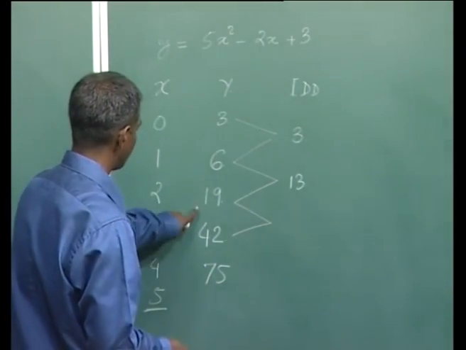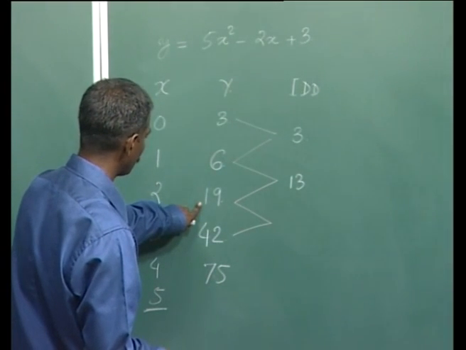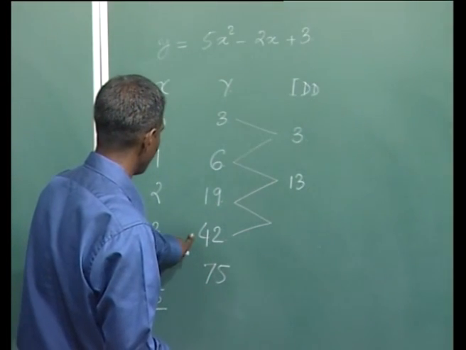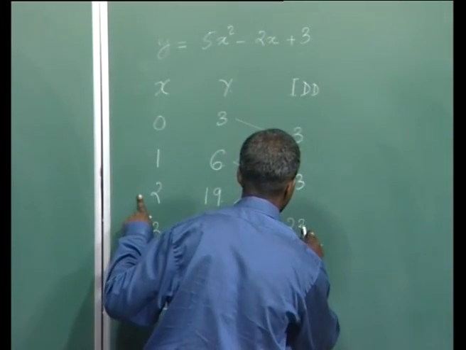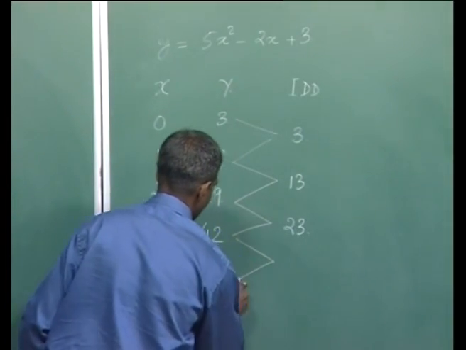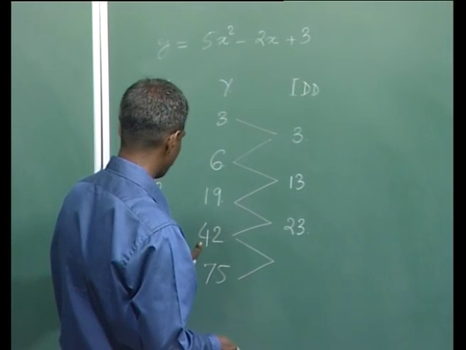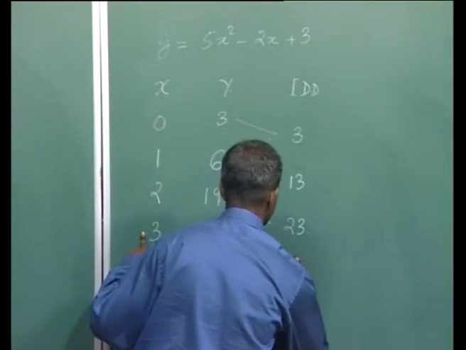42 minus 19. Okay, so let me compute 42 minus 20, which is 22, and 1 less, which would make it 23. 23 over 1 is 23. Likewise, 75 minus 42 would be 33 over 1. So this is 33.